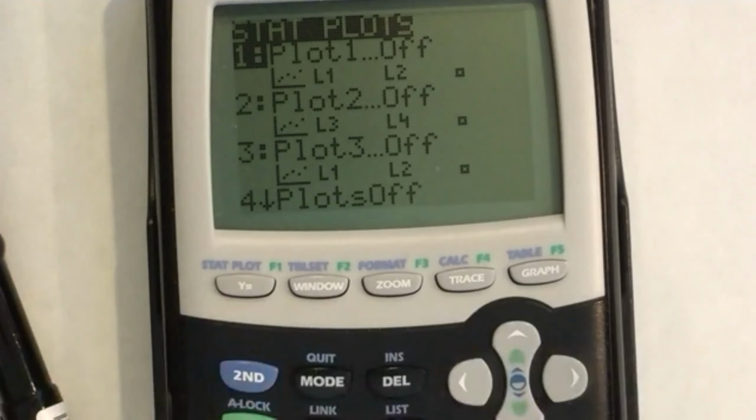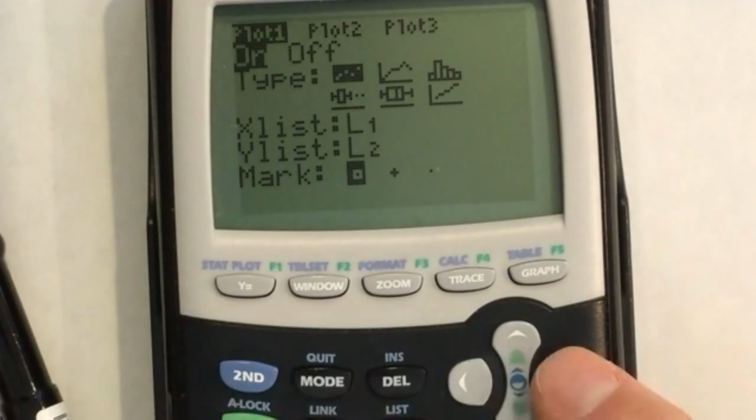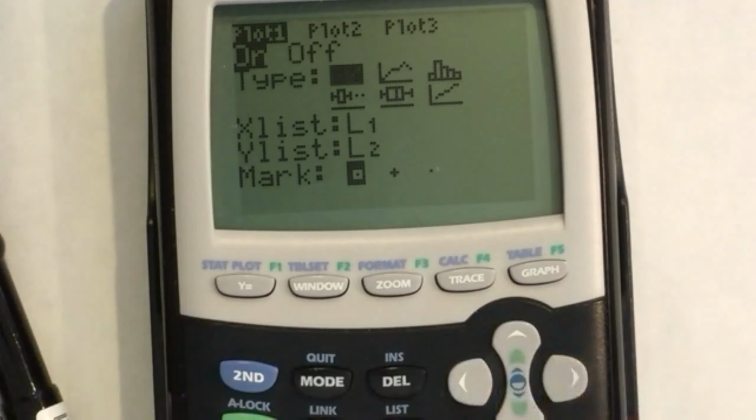And you can make up to 3 plots at once, but I just do them one at a time and leave the other ones turned off. Notice it's defaulting to list 1 and list 2. So I'm going to select it and turn it on. Of course, I can make a lot of different statistical graphs, like a histogram or a box plot. We want this first one right here, called a scatter plot, using list 1 and list 2.